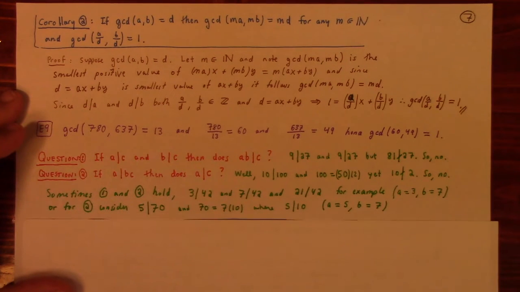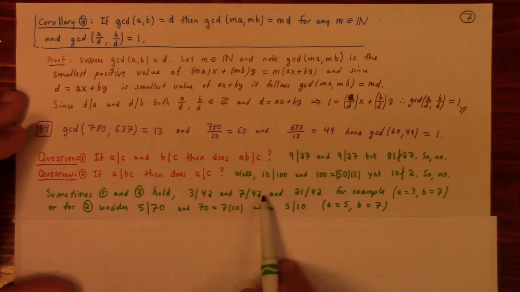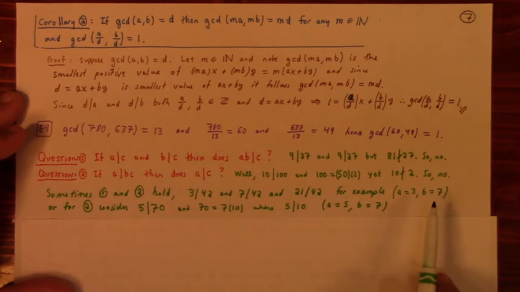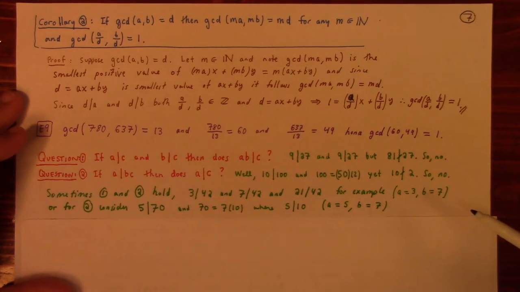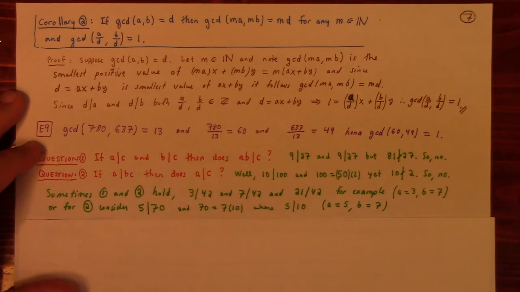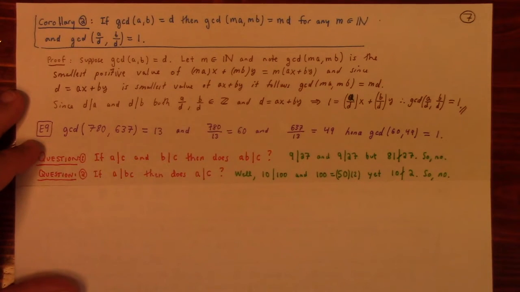unless, let's see, they do sometimes hold. Like 3 divides 42, and 7 divides 42, and when I multiply 3 times 7, I get 21, and that divides 42, right? So if I put a equals 3 and b equals 7, my question number 1 has a positive answer. And for question number 2, I look at 5 divides 70, and I look at 70 as 7 times 10, I do get 5 divides 10, right? Here I'm thinking of a and b as 5 and 7 in question 2. So maybe it jumps out at you, 3 and 7 and 5 and 7, these are coprime pairs, right? So apparently that's the thing that we need. We need coprime for questions 1 and 2 to have affirmative answers.